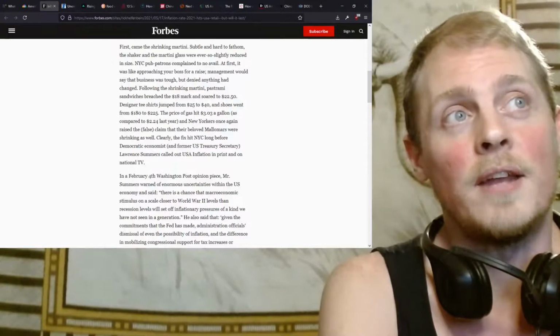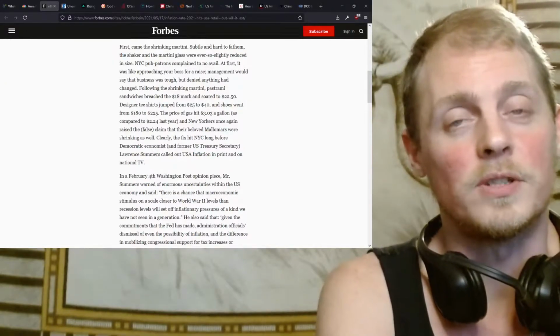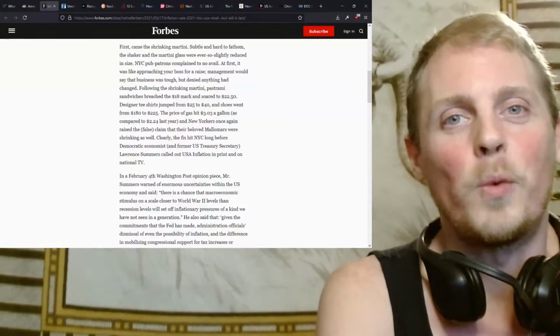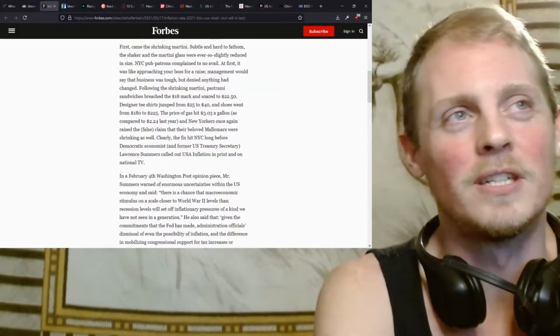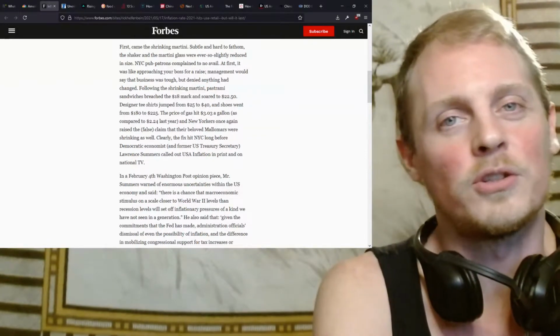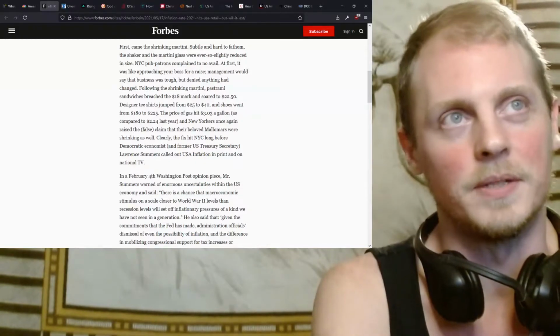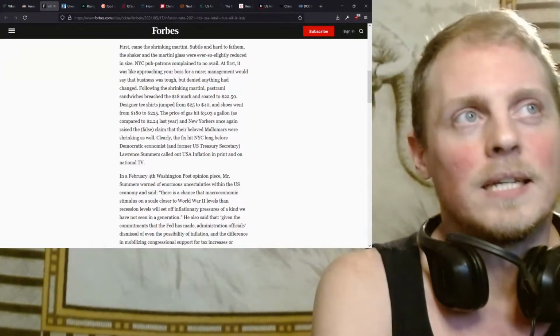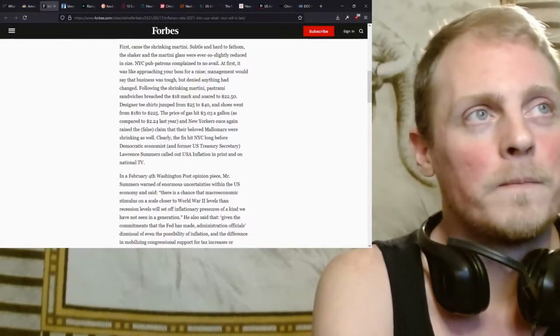$22 for a sandwich. Think about that. That's insane. It shouldn't cost you more than $3 or $4 for a sandwich. That's like six times the price or more.